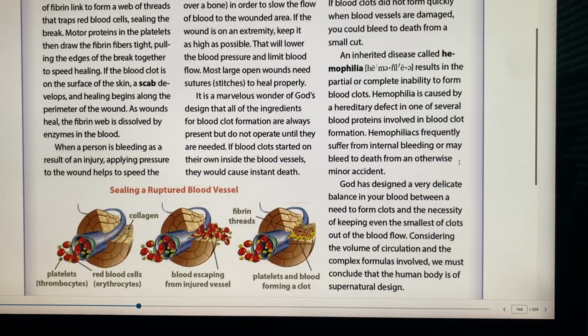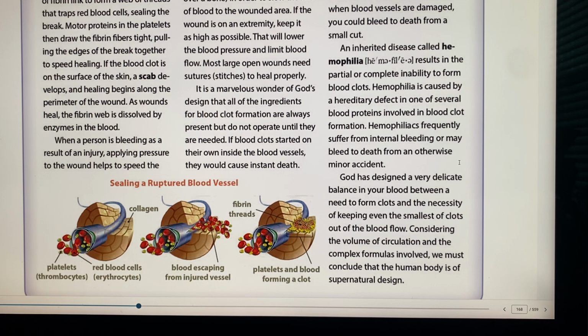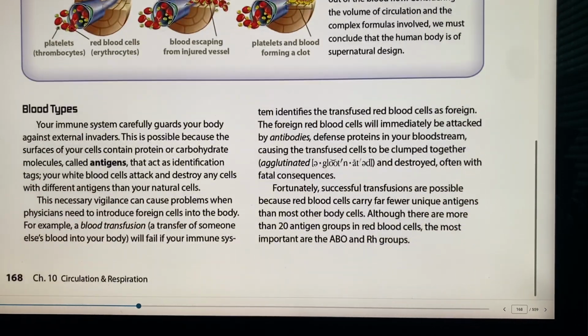I like what it says right here. It says, God has designed a very delicate balance in your blood between a need to form clots and the necessity of keeping even the smallest clots out of the blood flow. Considering the volume of circulation and the complex formulas involved, guess what? We must conclude that the human body is of supernatural design. Don't you love that? So this last part I'm going to talk about is on blood types.